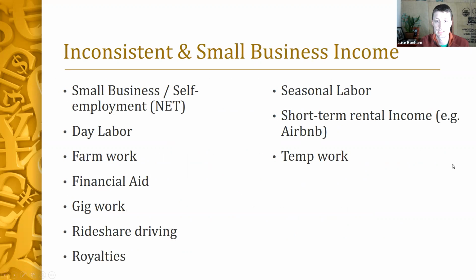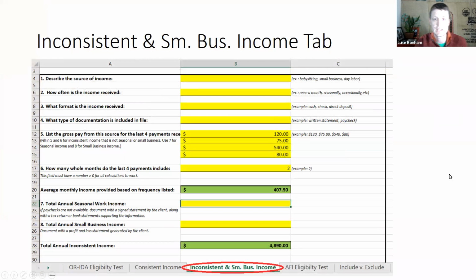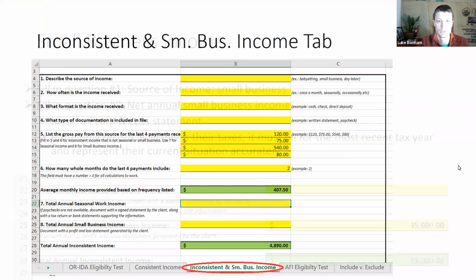Now on to the inconsistent or small business income. Here are some examples of what should be included. National data tells us that 1 in 5 households experiences income volatility, moderate to significant income fluctuations from month to month. And so we should be expecting to navigate inconsistent sources of income as well. Find the inconsistent and small business income tab. There are many boxes on this page that all feed onto the main calculation. Use a separate calculation box for each source of inconsistent income. You won't have to fill in each field, only those that are applicable.